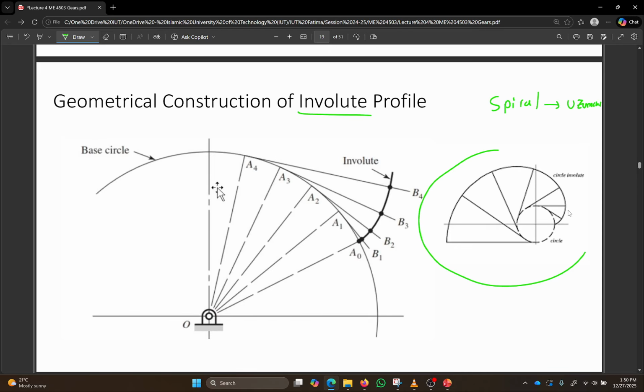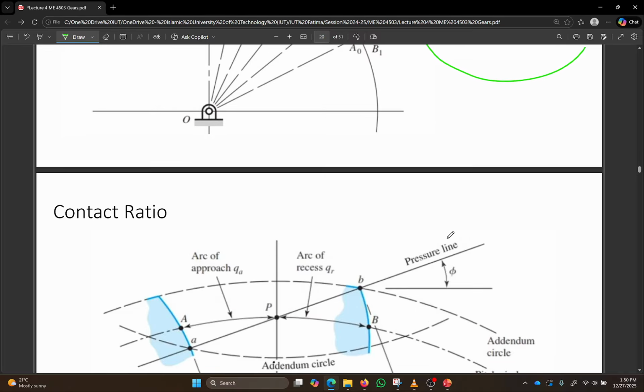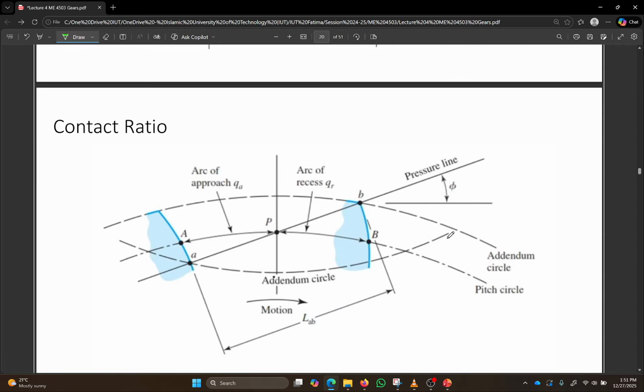You can also draw it using geometry. Basically, you divide your whole circle into a certain number of equal divisions. From each point, you draw a tangent, and starting from this point to the next one, you measure this distance, and from here, cut this distance. Again, measure from here to here, and from this point cut on the tangent, and so on, until you join all these intersecting points and you get your desired involute profile.